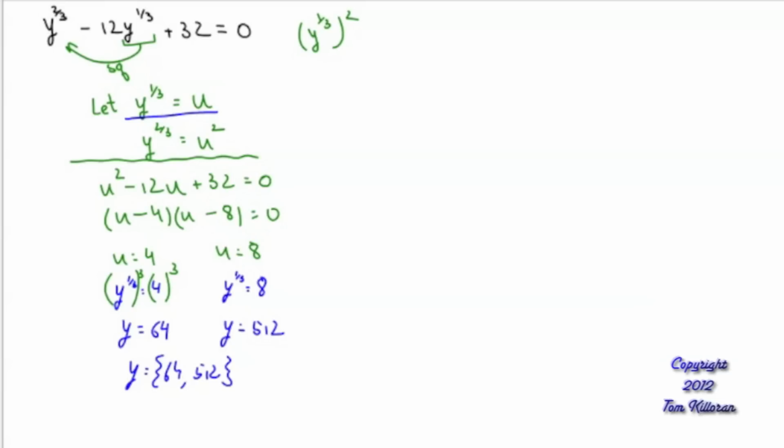Here comes the bad one: y to the 4/3 minus 10y to the 2/3 plus 9 is equal to 0.